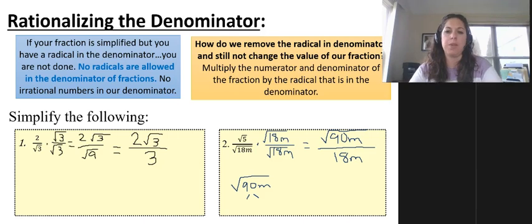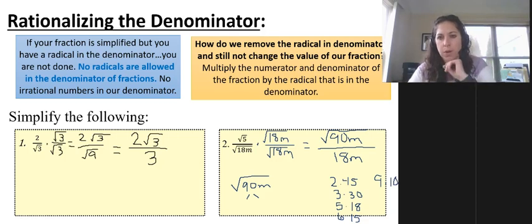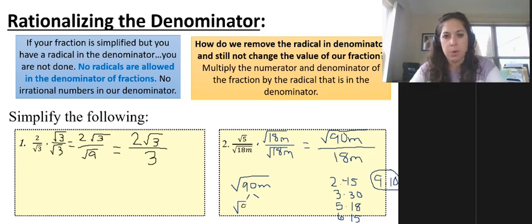Let's see if we can simplify it any more. So 90, my factors: 2 and 45, 3 and 30, 5 and 18, 6 and 15, and then 9 and 10. So we're looking for our largest perfect square. I think the largest perfect square is 9. So this simplifies into square root 9 times square root 10. Square root 9 simplifies to be 3.